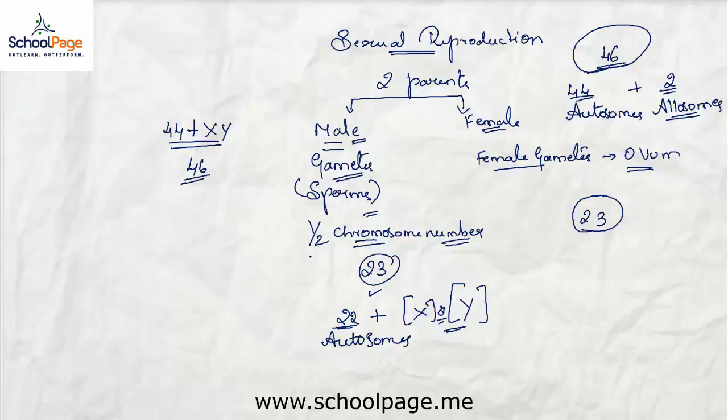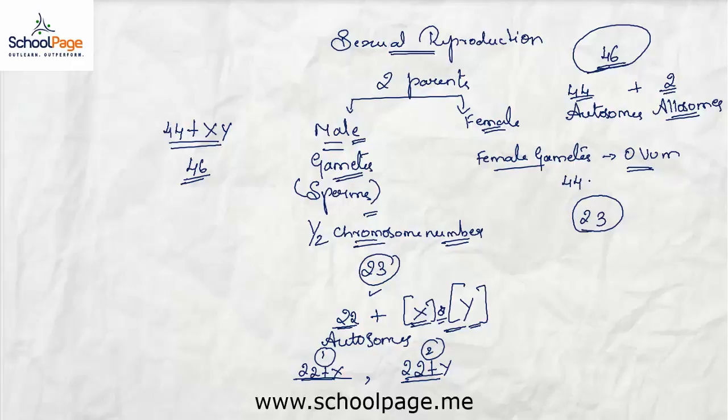So when the gametes are formed, two types of gametes are formed, one with the X chromosome and one with the Y chromosome. But note that only one of the allosomes will be in the gamete. The combination can be 22 plus X, which is one form of gamete, and the other form of gamete produced will be 22 plus Y. So this is gamete 1 and this is gamete 2. So a male will produce two types of sperms, one with X and one with Y.